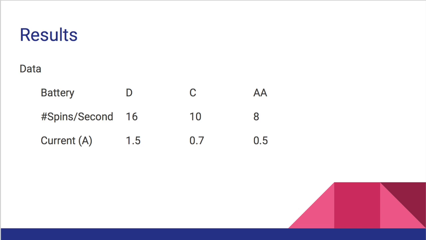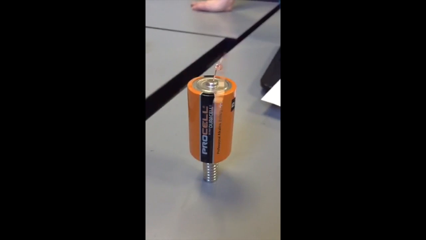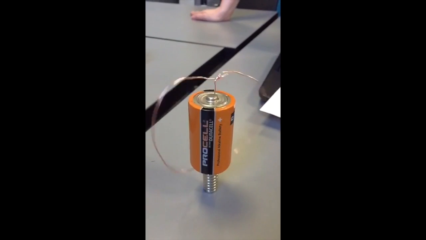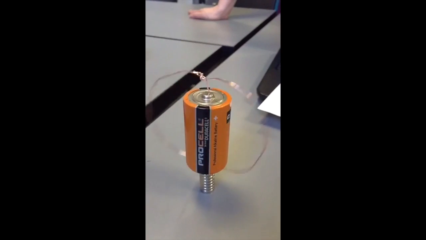We got the spins per second by taking a slow motion video that was 8 times slower than real life and multiplying the amount of spins in 1 second of that video by 8. The following videos clearly show that the larger batteries had a much faster spin rate than the smaller batteries did.